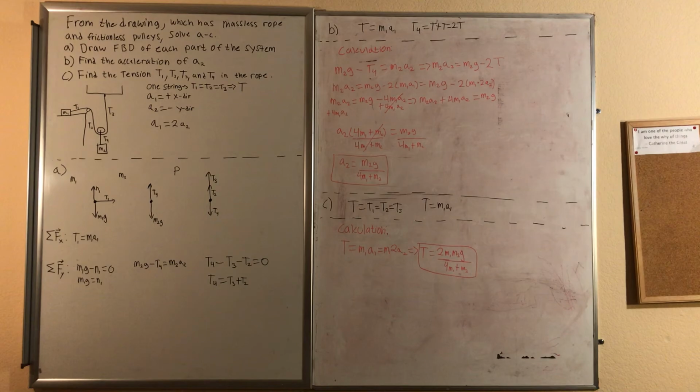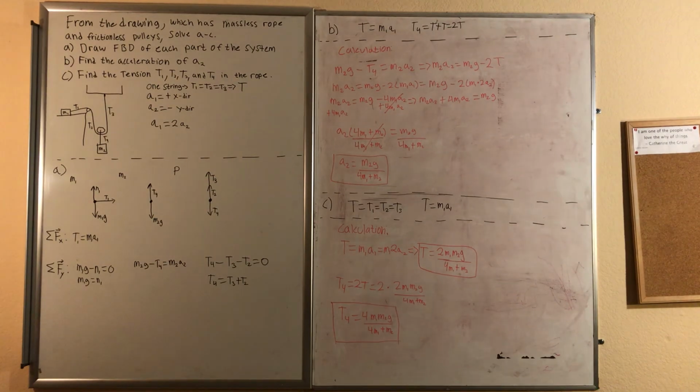So to solve for the final T sub 4, we know it is 2 times T. So let's sub T in and get T sub 4 equals 2 times 2 times m sub 1 times m sub 2 times g, all divided by 4 times m sub 1 plus m sub 2. And the answer for T sub 4 equals 4 times m sub 1 times m sub 2 times g, all divided by 4 times m sub 1 plus m sub 2. All tensions are solved for, so part C is complete.